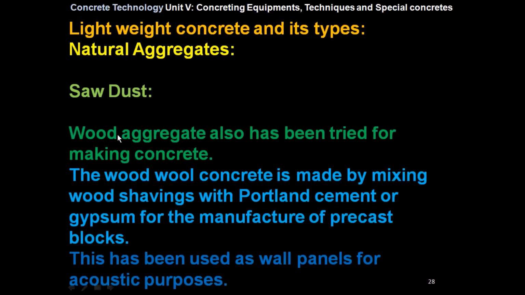Wood aggregate has also been tried for making concrete. Wood wool concrete is made by mixing wood shavings with Portland cement or gypsum for the manufacture of precast blocks. This has been used as wall panels for acoustic purposes.